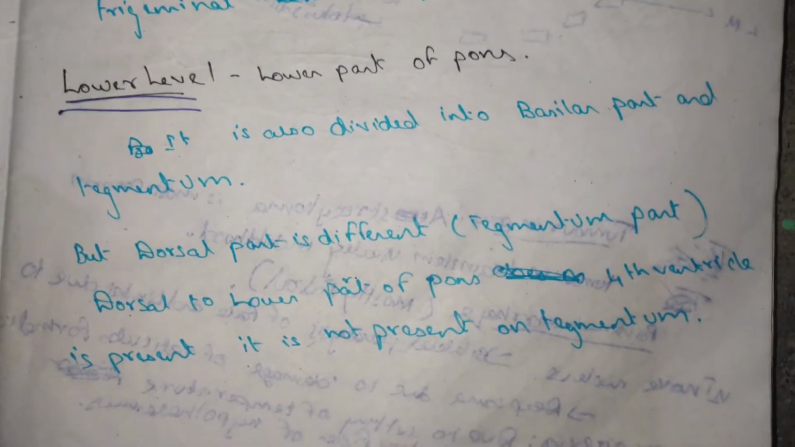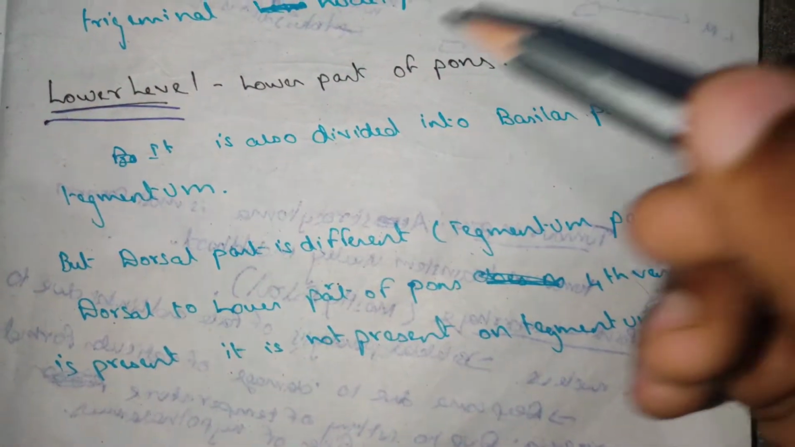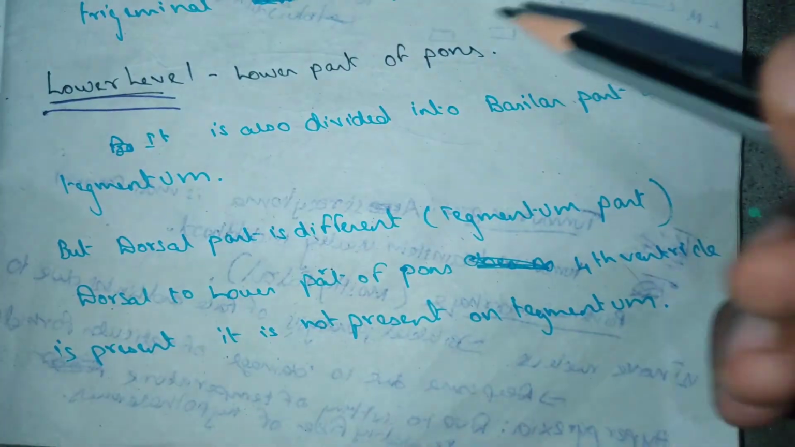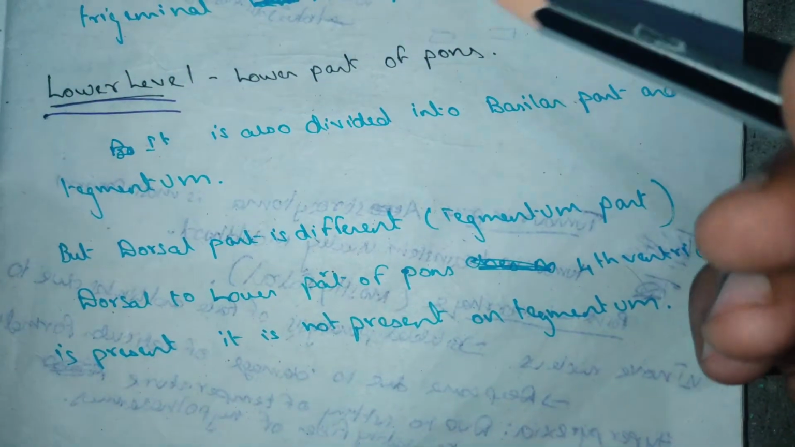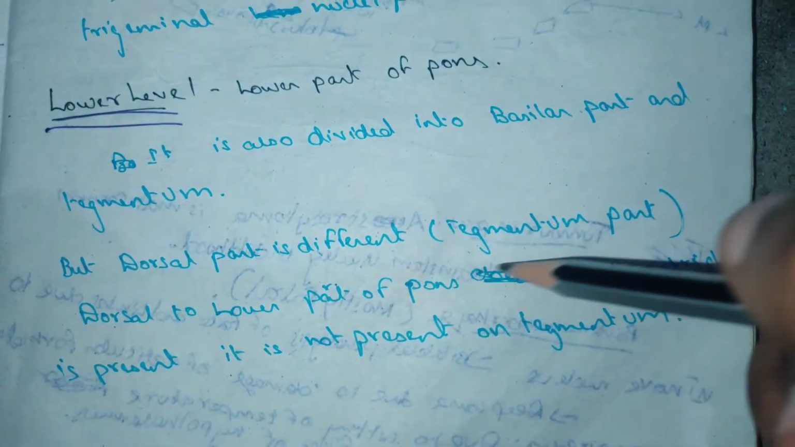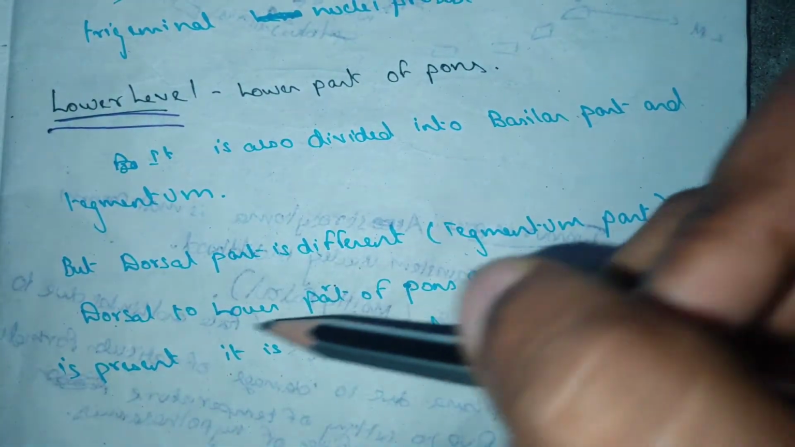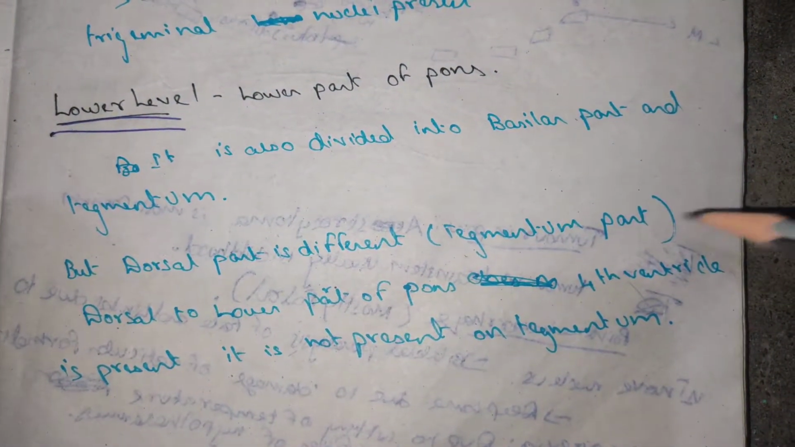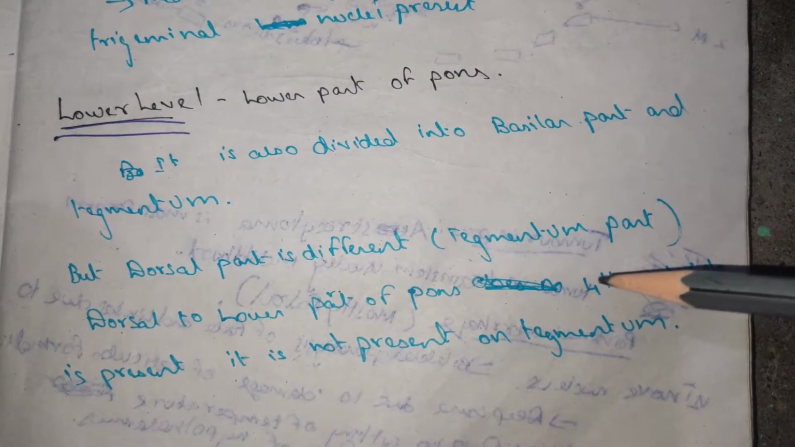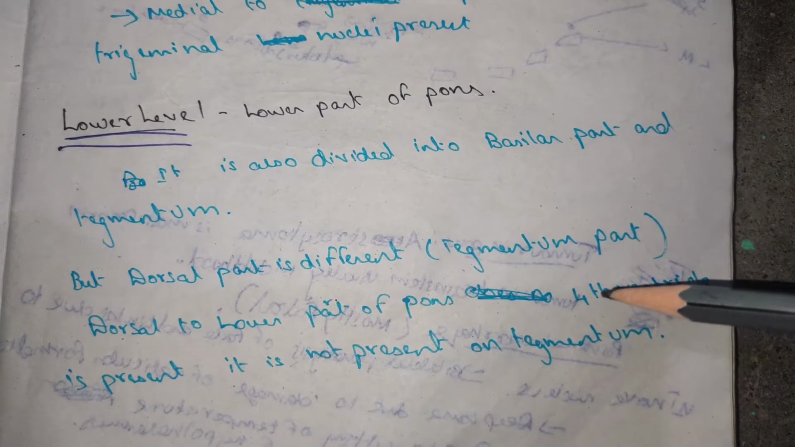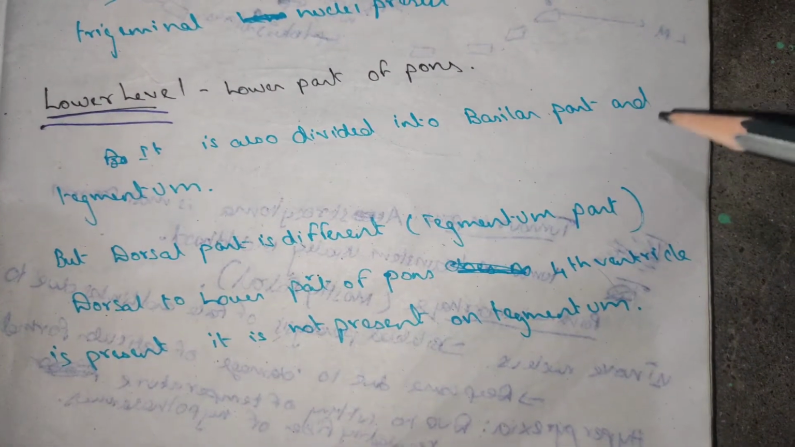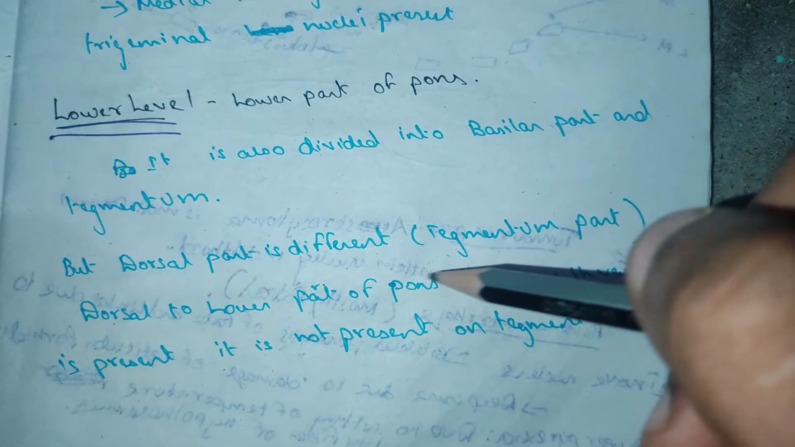As we have seen the upper part, now we will discuss the lower part. The lower part of the pons is also divided into the basilar part and the tegmentum. But the dorsal part is different from the upper part. Dorsal to the lower part of the pons, the fourth ventricle is present. The cerebral aqueduct canal is not present in the tegmentum.